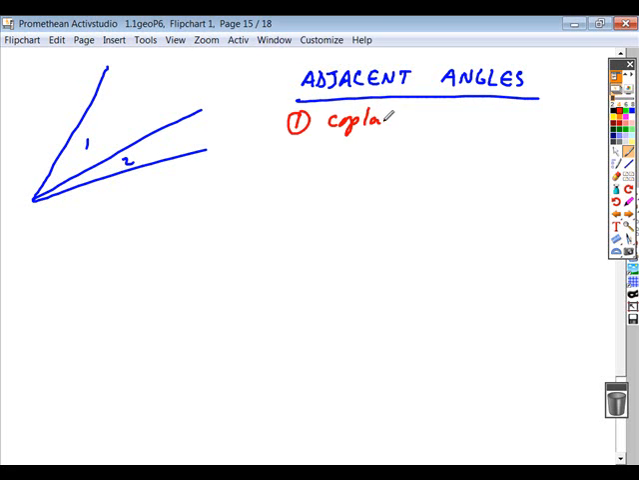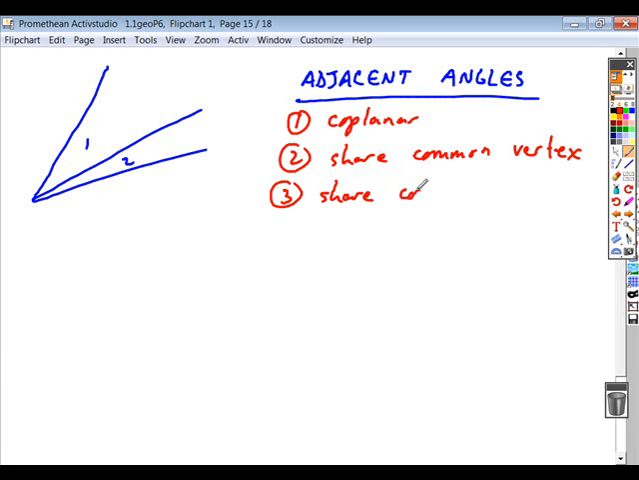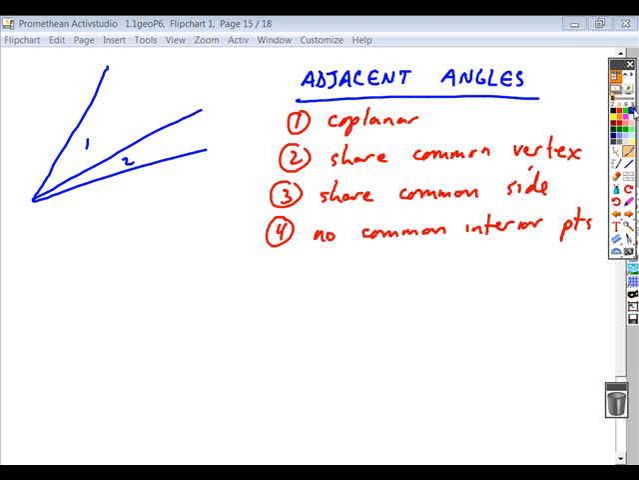They have to be coplanar. They have to share a common vertex. They have to share a common side. And they have to have no other common interior points. So besides the shared side and shared vertex, there are no other common points.